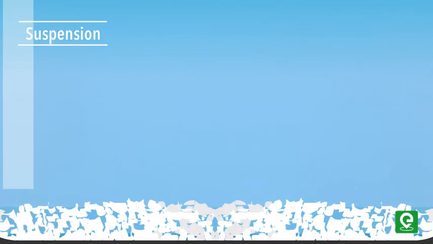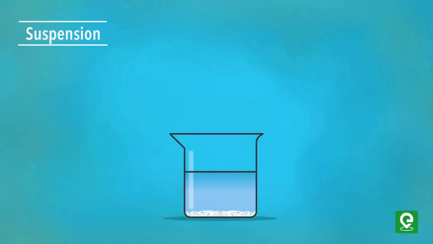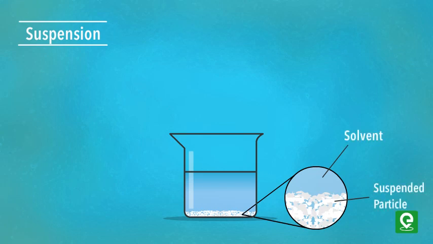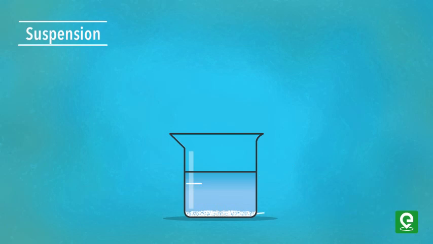Suspension is a heterogeneous mixture in which particle size of one or more components is greater than 1000 nanometer. Contrary to true solution, the particles of suspension are big enough to be seen with naked eye. Suspension may or may not show Tyndall effect, and it settles under influence of gravity. Finally, Mani understood the difference between three types of solutions.